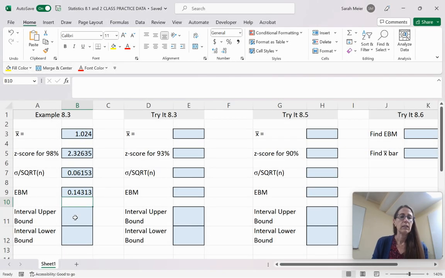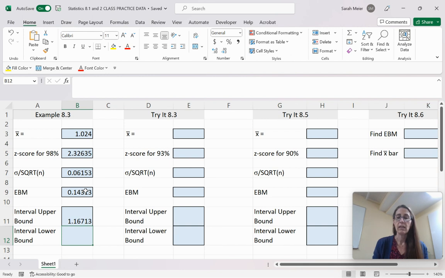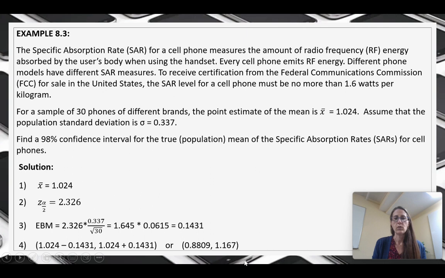In Excel, the upper bound for my confidence level is going to be X bar plus my EBM. It's the bigger number. And the lower bound is going to be X bar minus my EBM. I did it upper bound, lower bound. If you were doing this without my little boxes in there, you can do it in either order. But my confidence interval is going to be between 0.88 and 1.17. As you can see, I did more than that, decimal places.